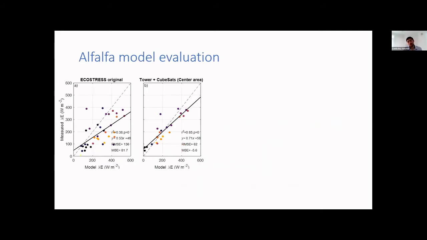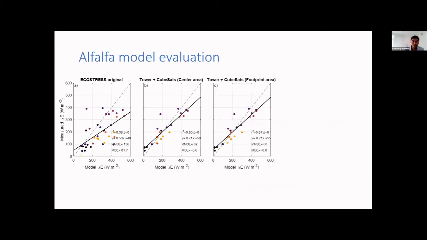So I'm going to cut straight to the main result here. We're finding that by using this CubeSats information, along with some environmental drivers from our tower, we can improve these estimates by quite a bit. And further, when we use the footprint weighted values, we can further improve the agreement between tower and satellite measurements.